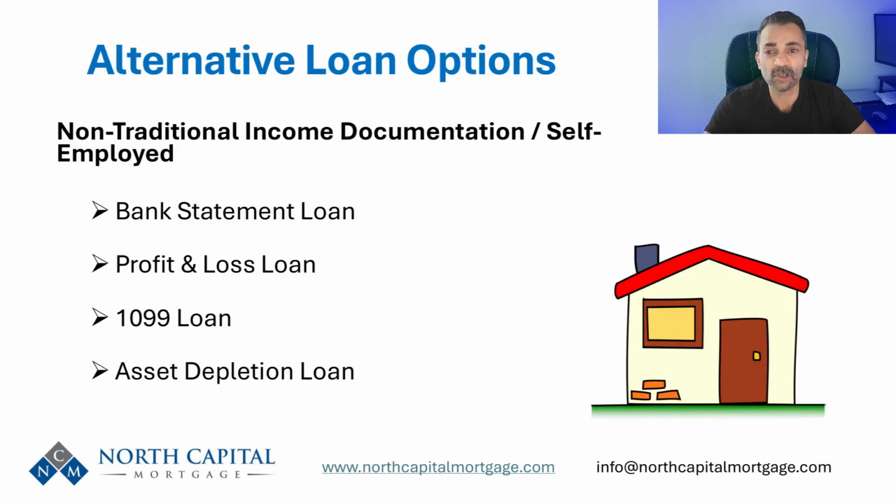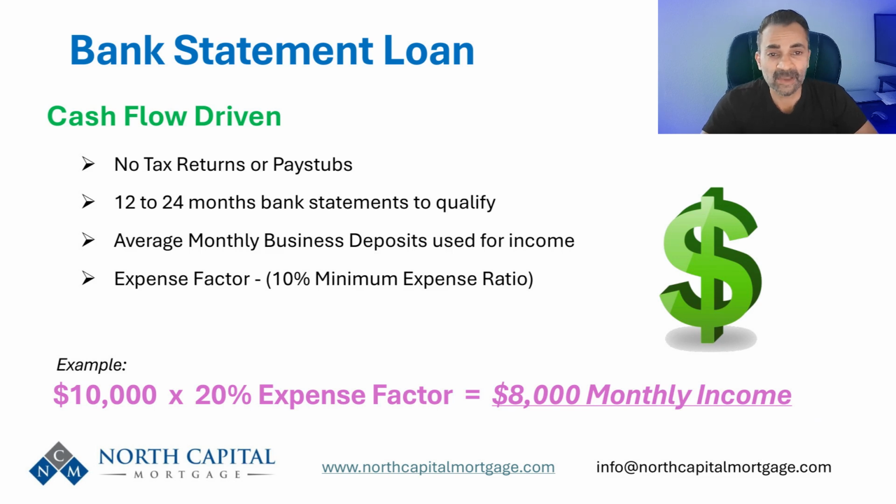Some of the alternative loan options that we want to look at today, four in particular, are bank statement loans, profit and loss loans, 1099 loans, and asset depletion loans, which is quite unique. The first one is a bank statement loan.